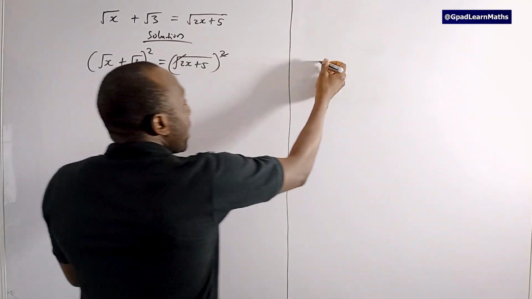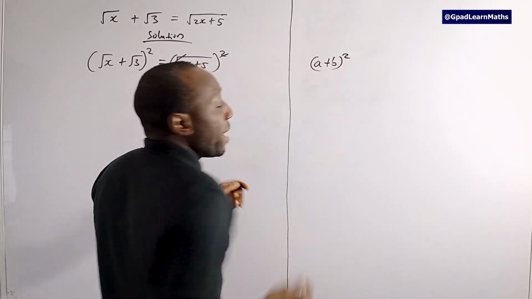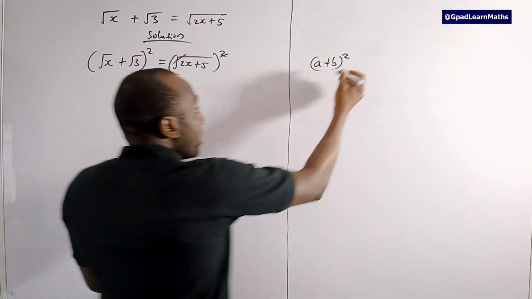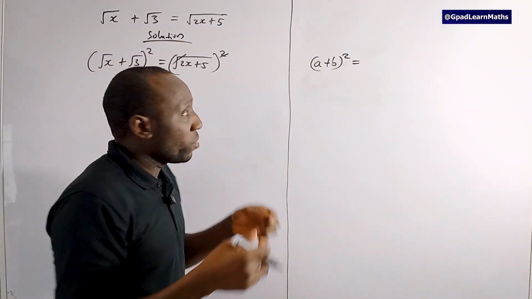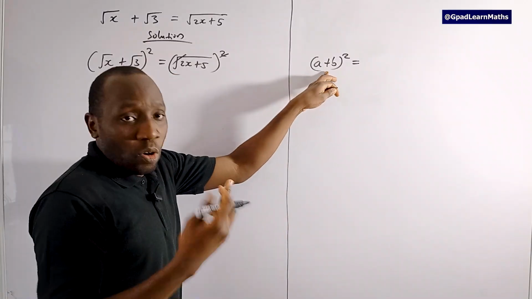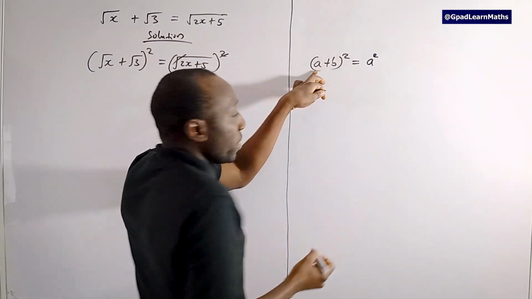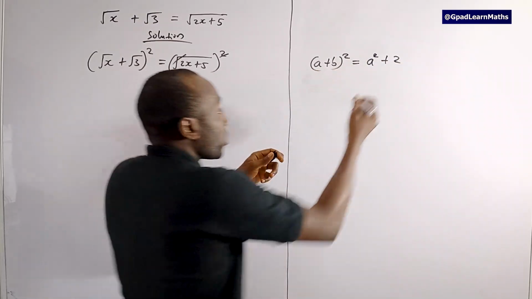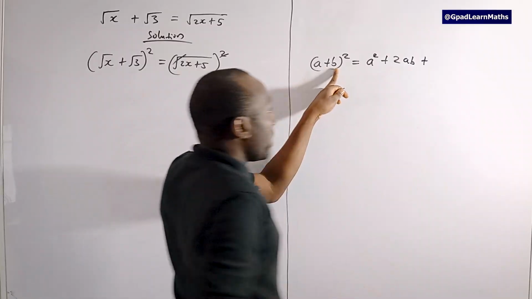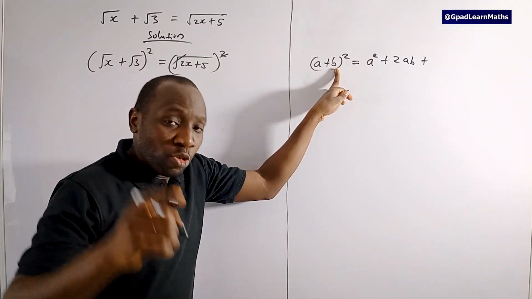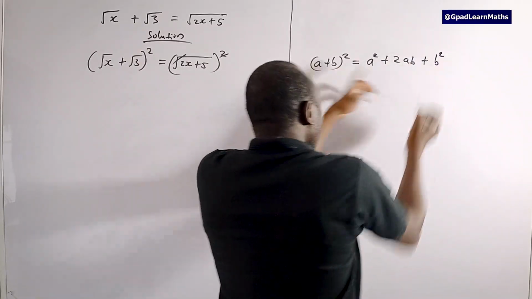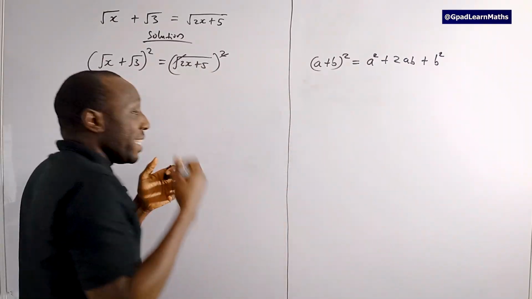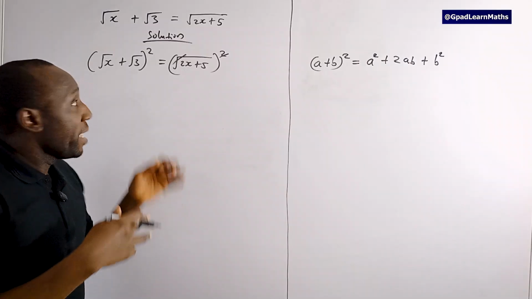When you have, say, a plus b all squared, and you want to expand this, from one of the algebraic identities, you can choose to expand it normally, but to hasten things up, you square the first term, a squared, plus 2, and then a times b. So that's plus 2ab, then plus what? The last term in the bracket, you square it, b squared. This is actually a very popular algebraic identity.